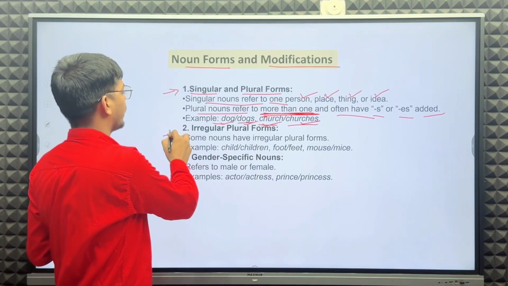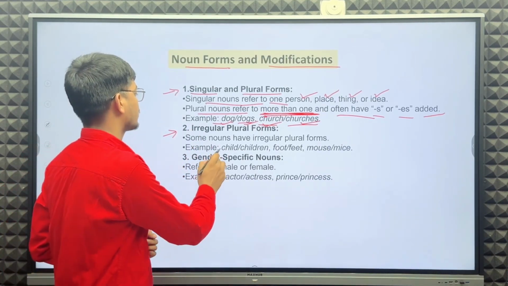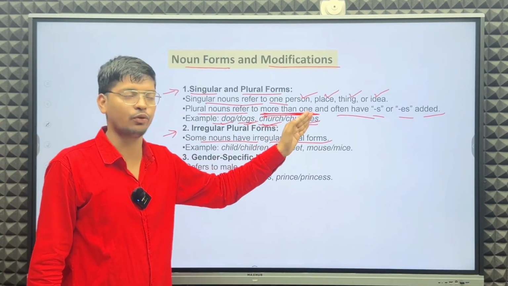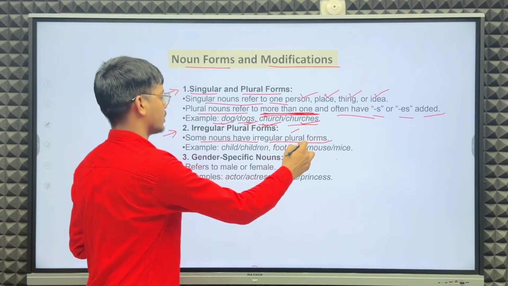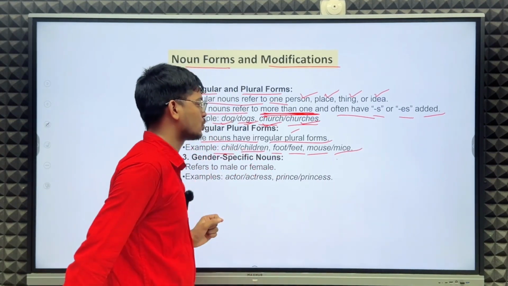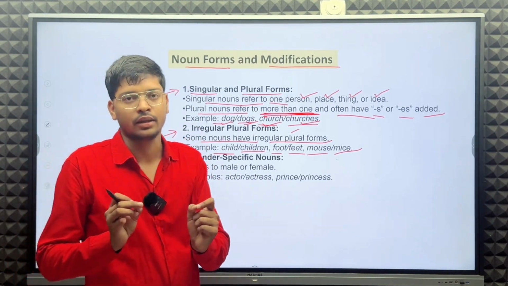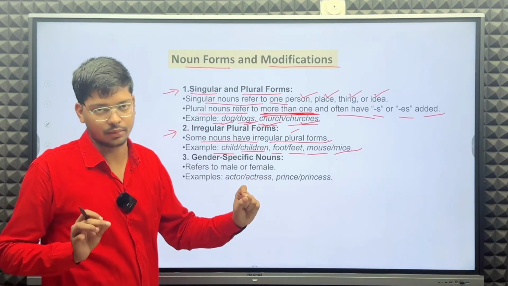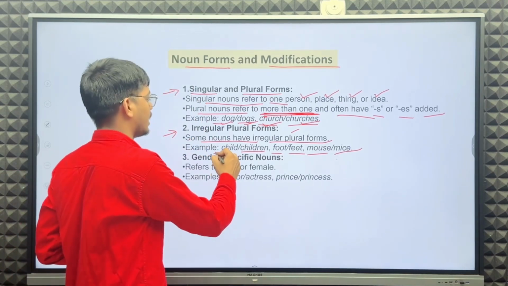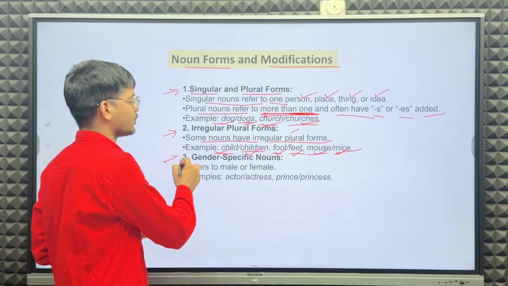Next, irregular plural forms. Some nouns have irregular plural forms, like child or children, foot, feet, mouse, mice. They are irregular forms because we can't just add s; they are different forms of singular and plural, like child or children, foot or feet, mouse or mice. Okay, next, gender specific nouns.